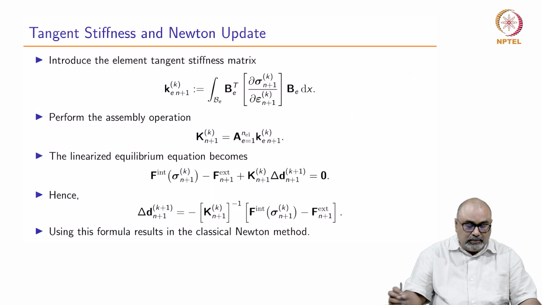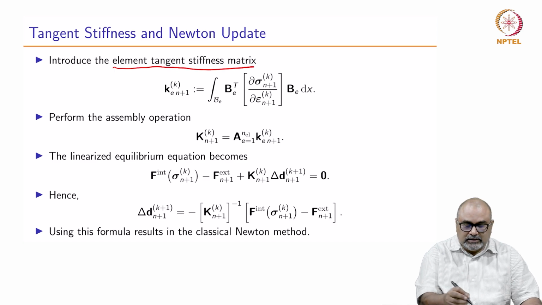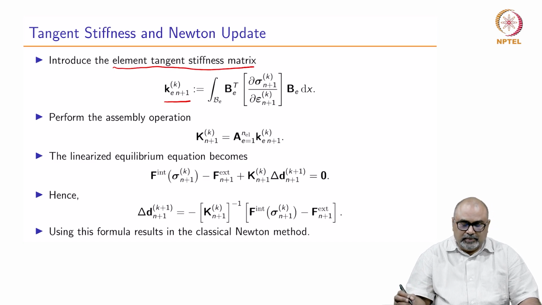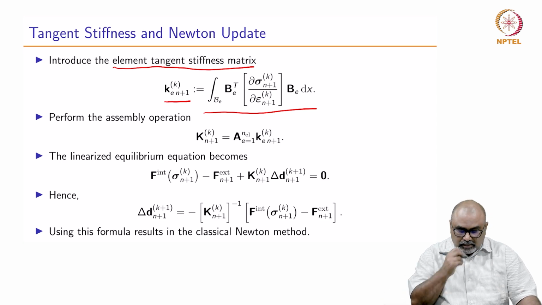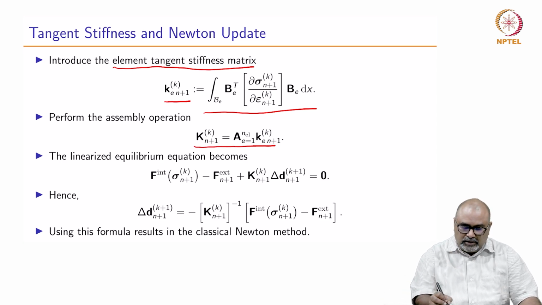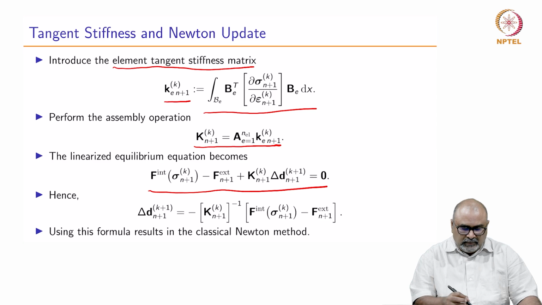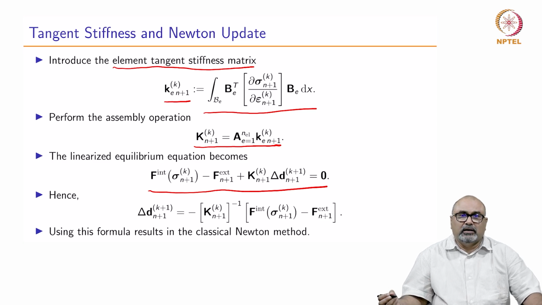So, the element tangent stiffness matrix is denoted as K_E^(n+1,k) and is defined as the integral of B transpose ∂σ_{n+1}^k/∂ε_{n+1}^k times B_E dx. We can assemble that for all the elements to get the global tangent stiffness matrix, and the linearized equations now become F_internal(σ_{n+1}^k) minus F_external(n+1) plus K_{n+1} times Δd_{n+1}^{k+1} must be equal to 0.